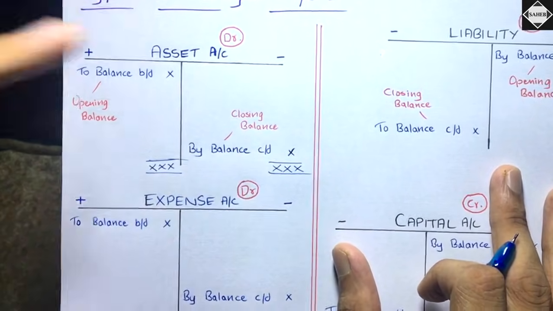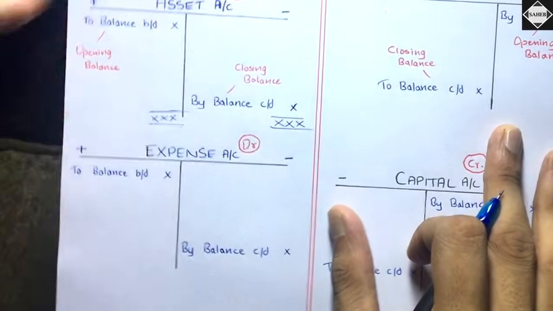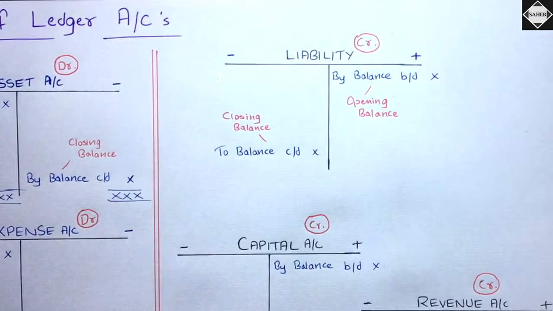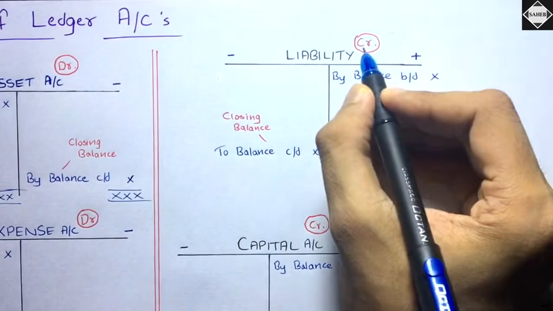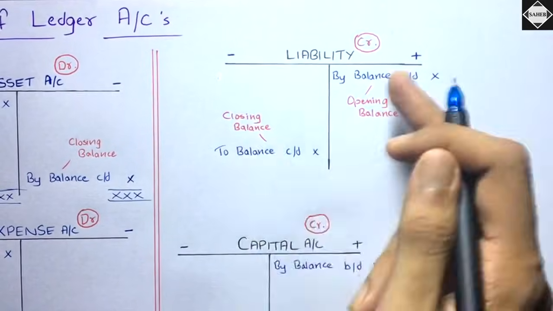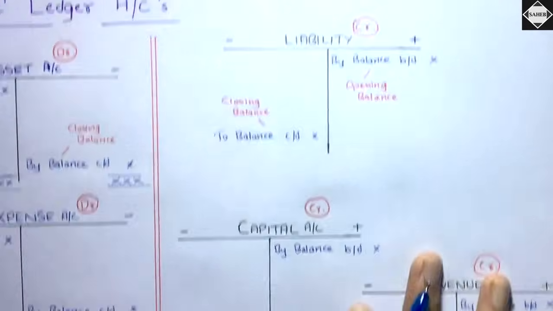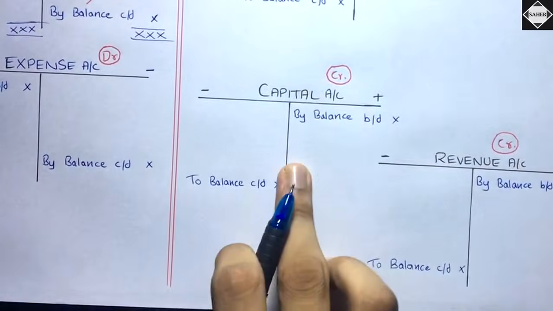And always, asset accounts and expense accounts will have a debit balance, and liability accounts such as creditors and bills payable will have a credit balance only. And in the same way, you have to take the opening balance and closing balance. Is that clear? Fine. Now capital account is also the same thing, same as liability.